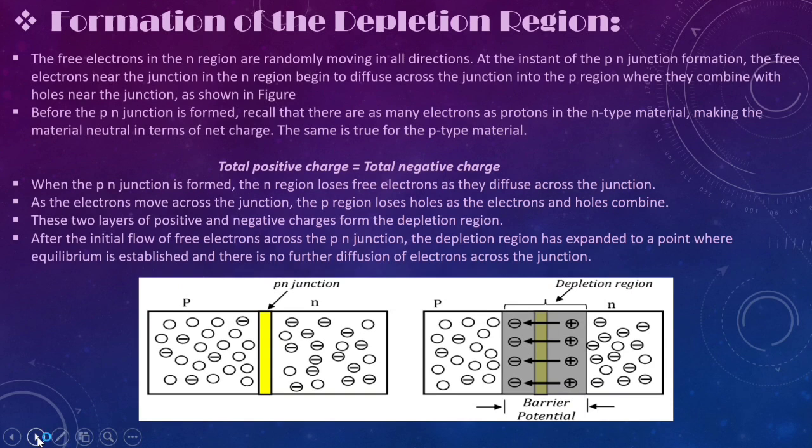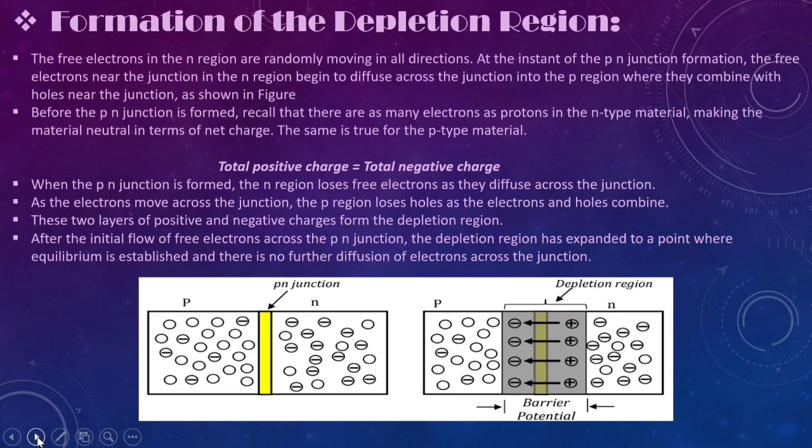The term depletion refers to the fact that the region near the p-n junction is depleted of charge carriers, electrons and holes, due to diffusion across the junction. We should keep in mind that the depletion region is formed very quickly and is very thin compared to the n region and p region.